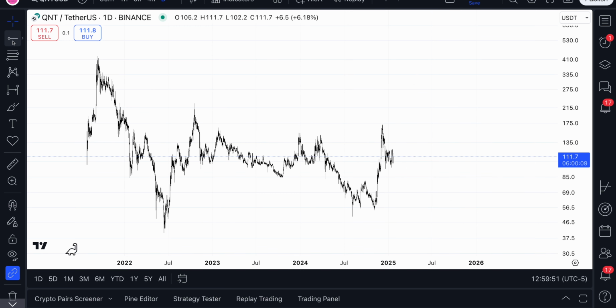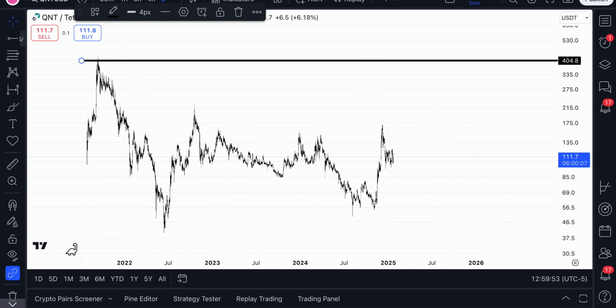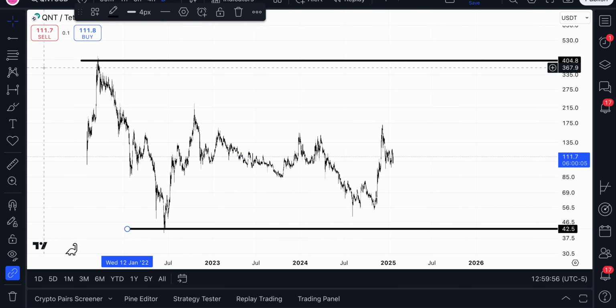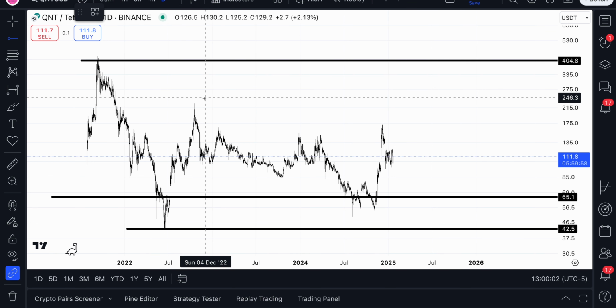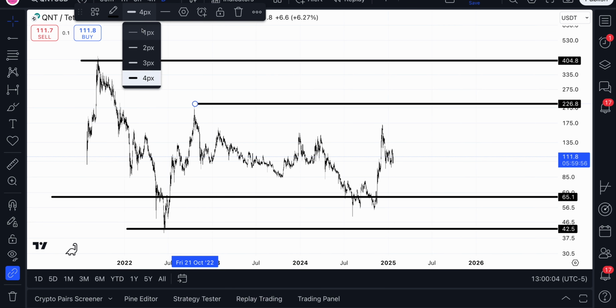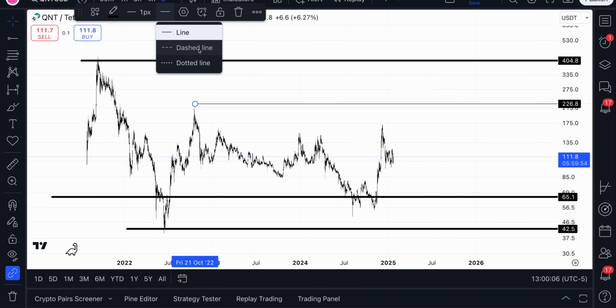are these targets here. We can simplify this. So this is the all-time high. This is the bear market low. And this is your internal range right here. Internal range liquidity. This is your external range liquidity.